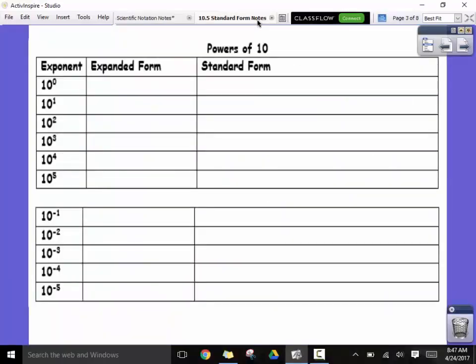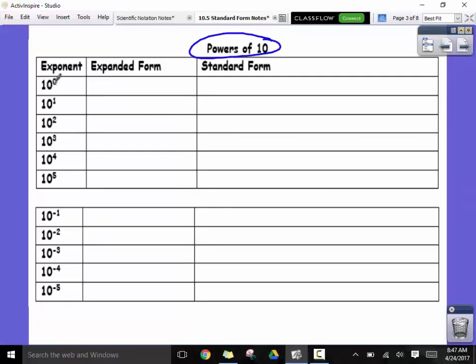Next page. Now, this should be pretty easy because we just took numbers in standard form and put them in scientific notation. Now you're going to do the opposite. You're going to take numbers in scientific notation and put them in standard form. Before we do that, you need to understand something about the powers of 10.